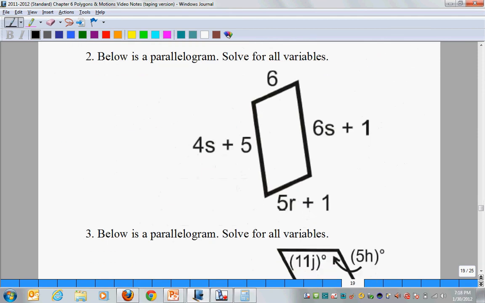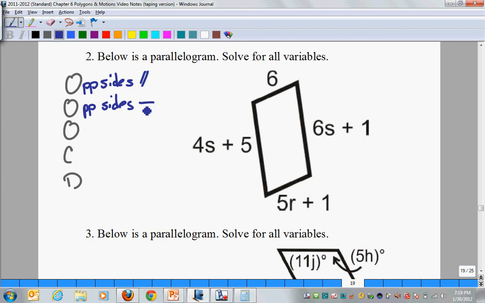It says, below is a parallelogram, solve for all the variables. Remember, it is O, C, D. We're dealing with sides here, so opposite sides are parallel, and opposite sides are congruent. So if opposite sides are congruent, our first set here, we can do 6 equals 5r plus 1. Go ahead and solve.